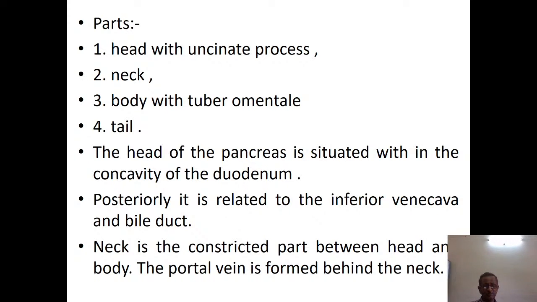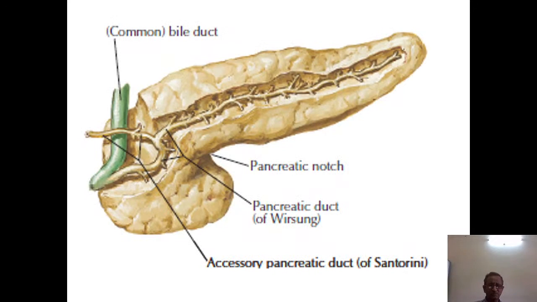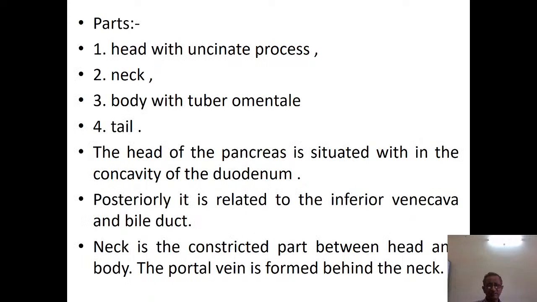The neck is the constricted part between the head and body, and the portal vein is found behind the neck. So the portal vein is found behind this part of the neck, which is the constricted part, formed by the joining of the splenic vein and the superior mesenteric vein.